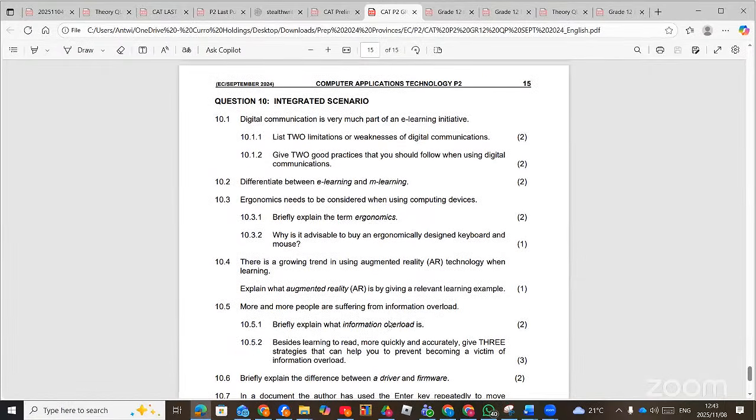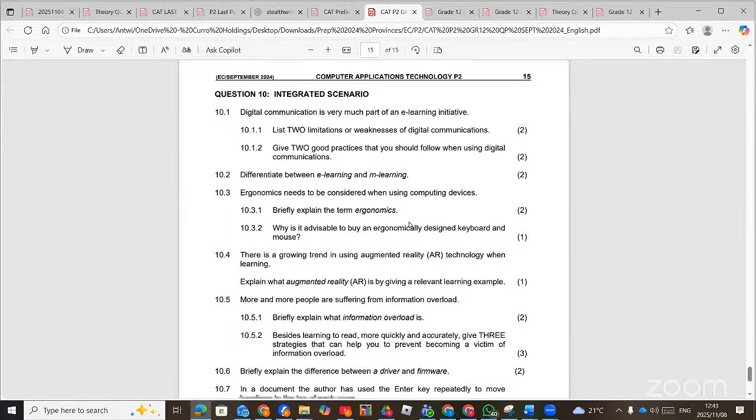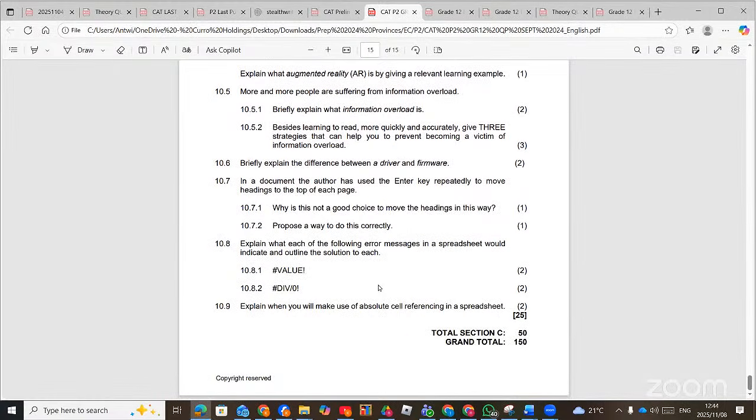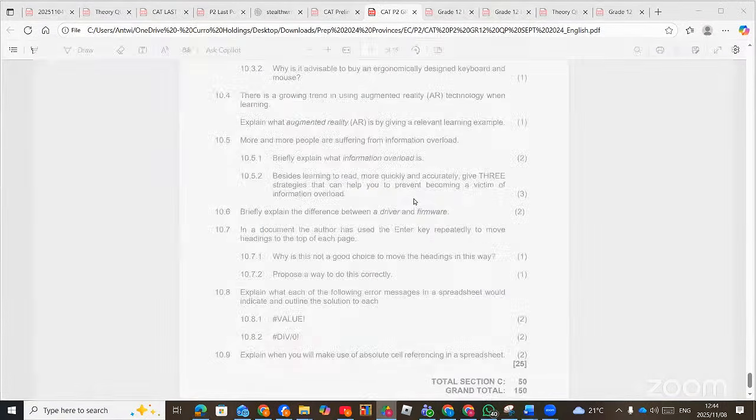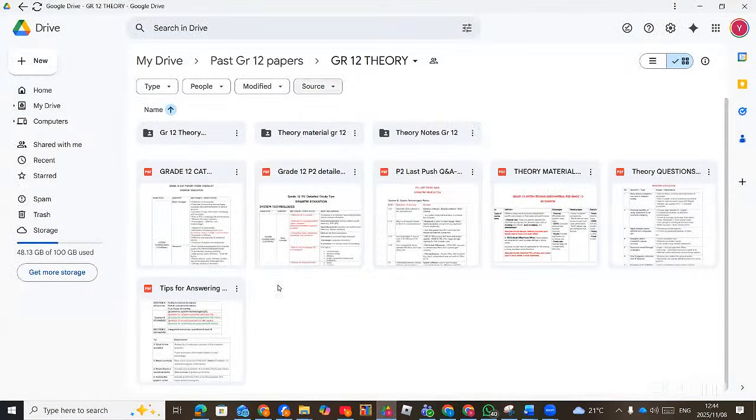Augmented reality, information overload, e-learning versus m-learning, weaknesses of digital communication, ergonomics, and all these. Please make sure you go through them. I have shared them with you. All the notes are here, and I will share the link to these files also under the videos. You can get access to them and go through them before you write your final examination.